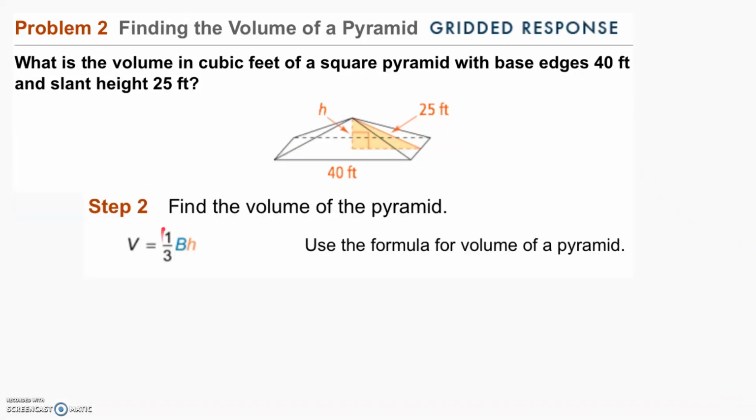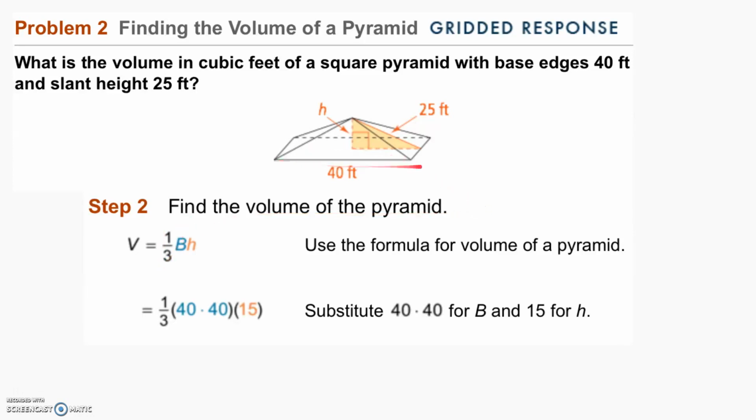Remember that volume is 1/3 times base area times height. The base area, I think you guys can see, this is a square, so it's going to be 40 times 40. And then we're going to multiply by the height, which is 15. So we do 1/3 times 40 times 40 times 15. And that gives us 8,000.